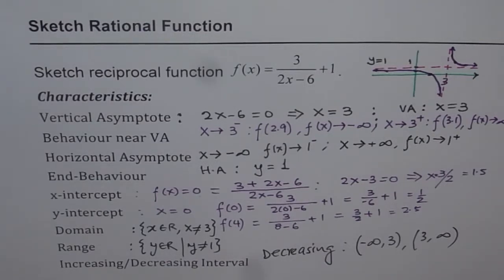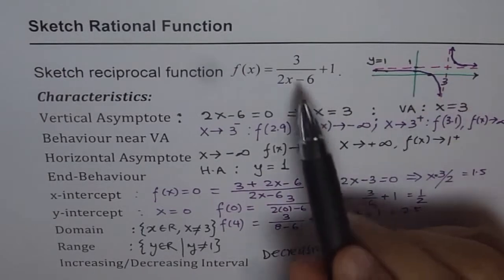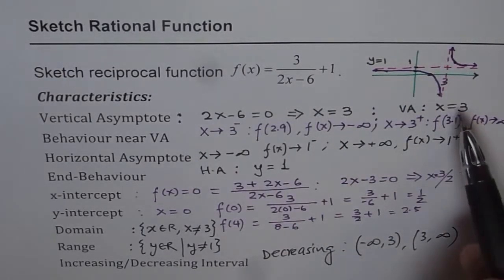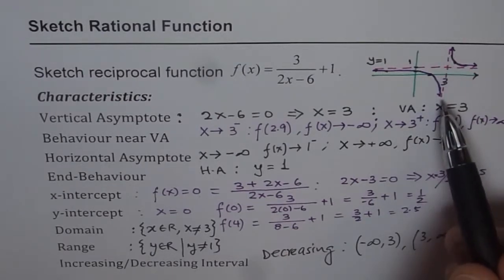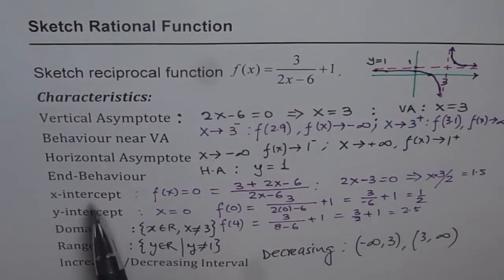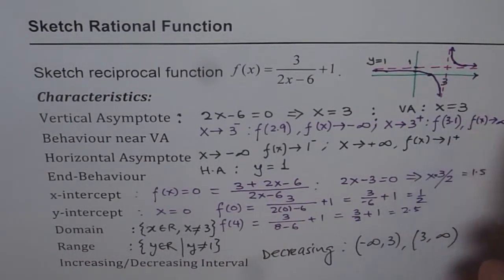So let's have a recap of what we did. Whenever you are given a rational function like this, the first thing to look for is the asymptotes, vertical and horizontal. And as soon as you find the asymptotes, place them on the graph paper. The next step is to find the behavior near the asymptotes, and then find a few critical points. The critical points we worked out were the x-intercept, the y-intercept, and the value at 4. That results in a very accurate graph.